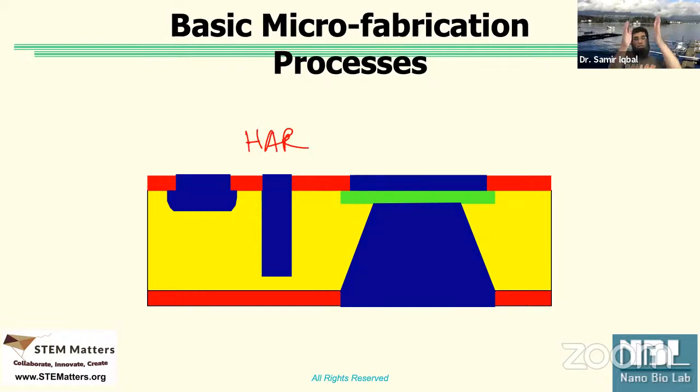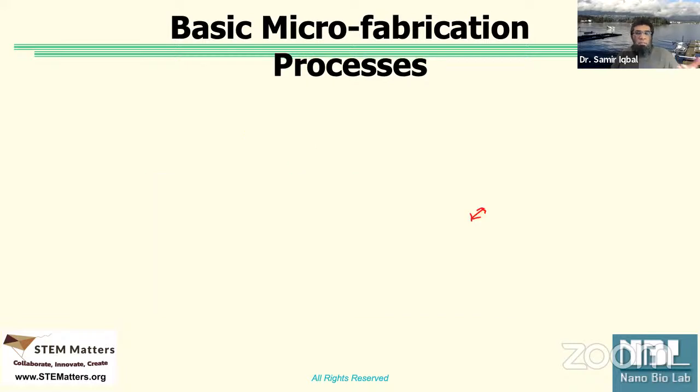So this now deep thing is called high aspect ratio, HAR. High aspect ratio is something we would use in etching MEMS devices and then creating things out of it.